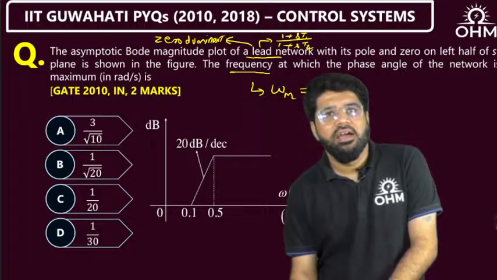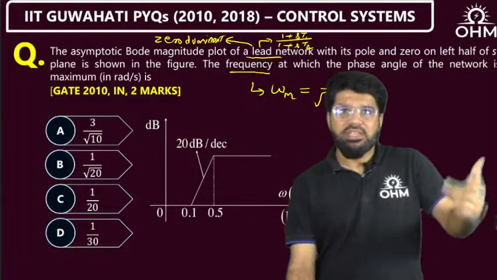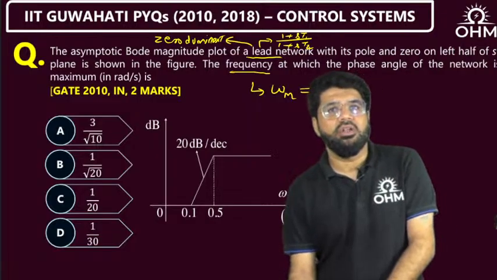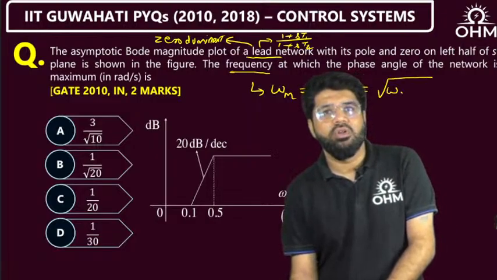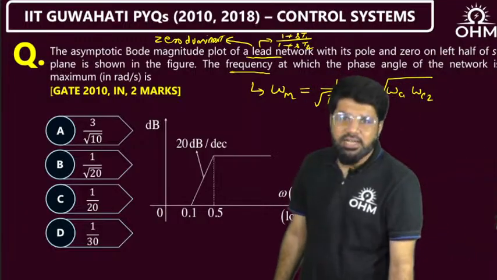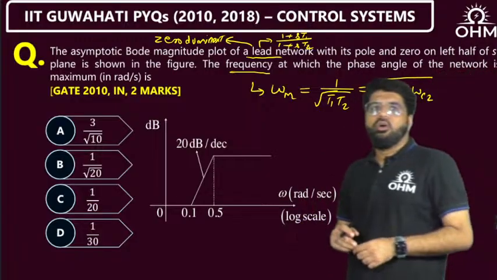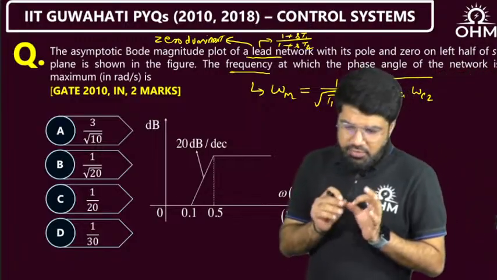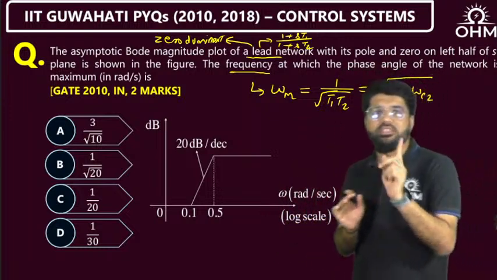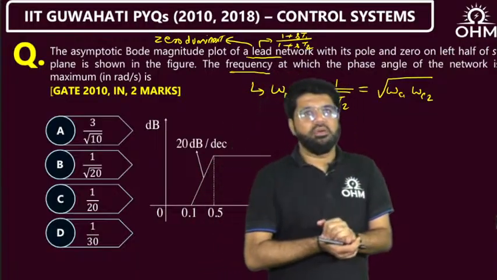But 1 upon time constant is the corner frequency, we just revised. So 1 upon t1 is the first corner frequency, 1 upon t2 is the second corner frequency, and we can write this as under root of omega c1 omega c2. Clear? Omega m, the frequency at which maximum phase lead occurs, is the geometric mean of the corner frequencies of the pole term and the zero term. I repeat, it is the geometric mean of the corner frequency of the pole term and the zero term.